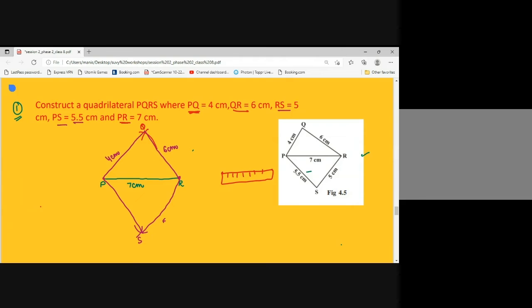Okay. Length is 5. I have to go down and cut an arc. Yes. Okay, ma'am. And then a 5 cm. And then okay. Done? Ma'am, just cutting the arc. You will get a point that S on their intersection. Then join PS and RS. Okay.